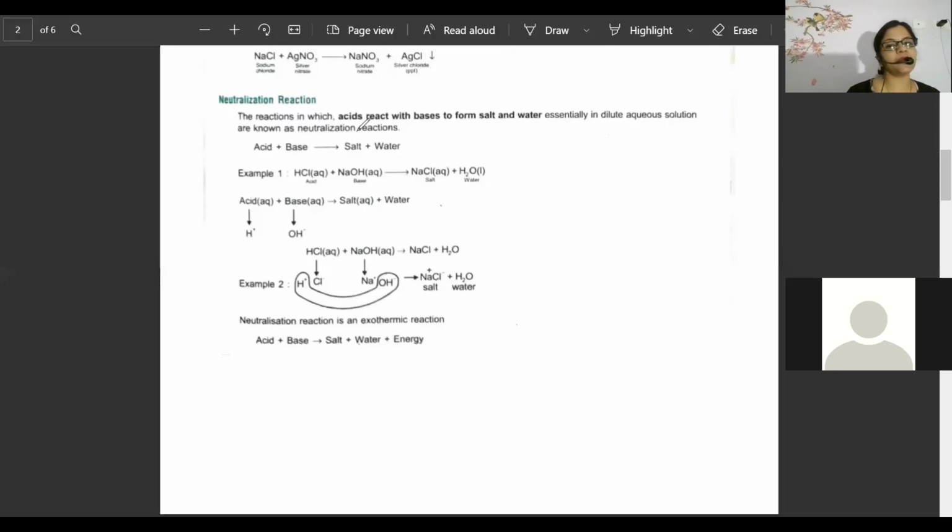I repeat, the type of reaction when A plus B, meaning acid plus base, reacts to give salt and water and energy is released. So you can also say that neutralization reaction is an exothermic reaction. Whenever you think about exothermic examples, you can take this example also.